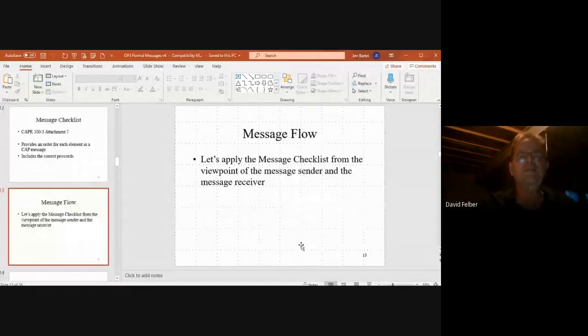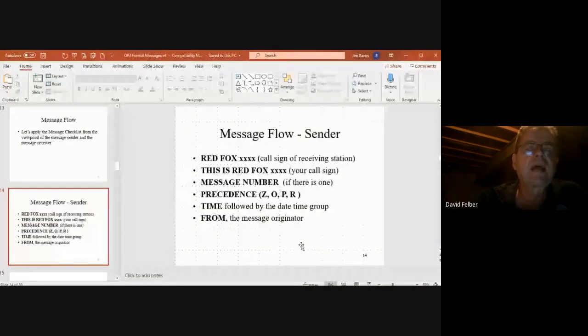Let's apply the message checklist from the viewpoint of the message sender and the message receiver. Okay. So Red Fox 7-9er, this is Red Fox 908, message number 2. Routine, time 110140 Zulu, July 20, from Red Fox 908.